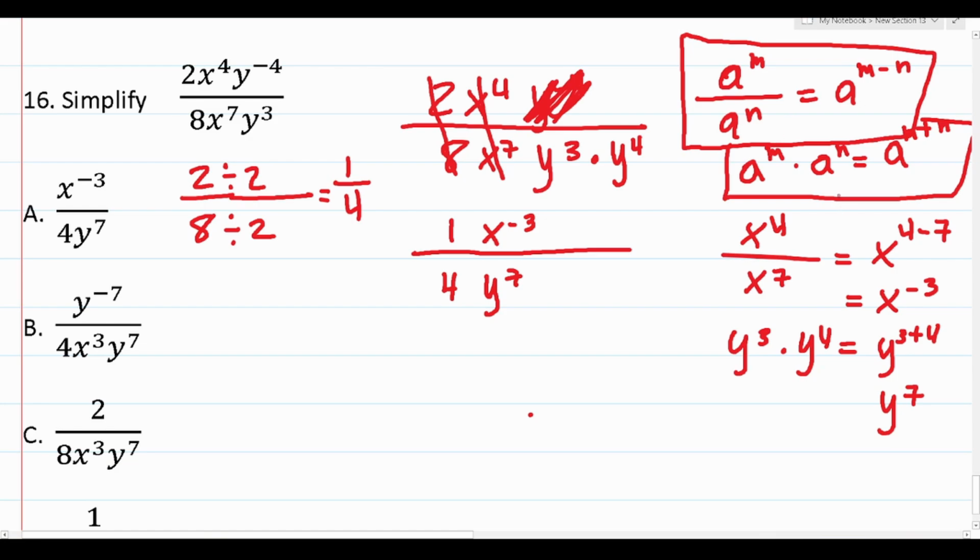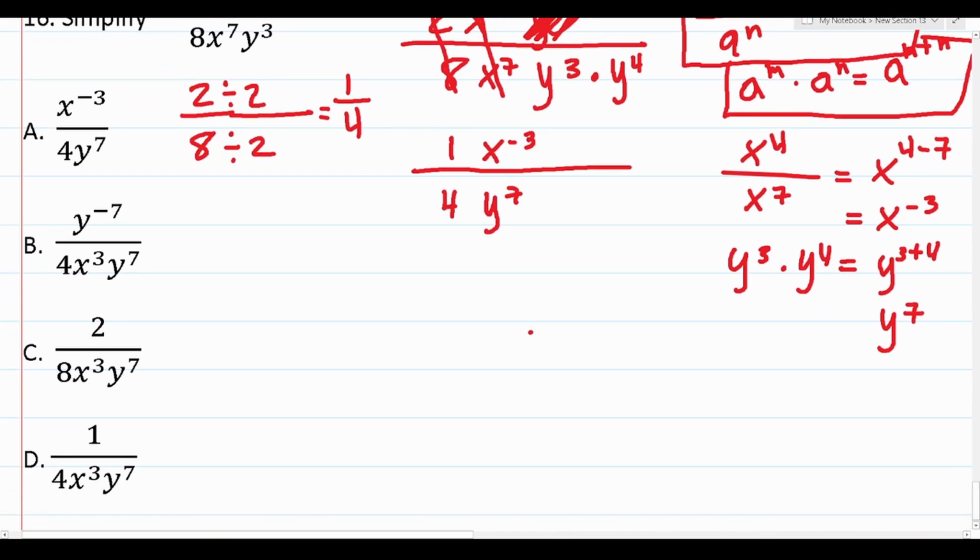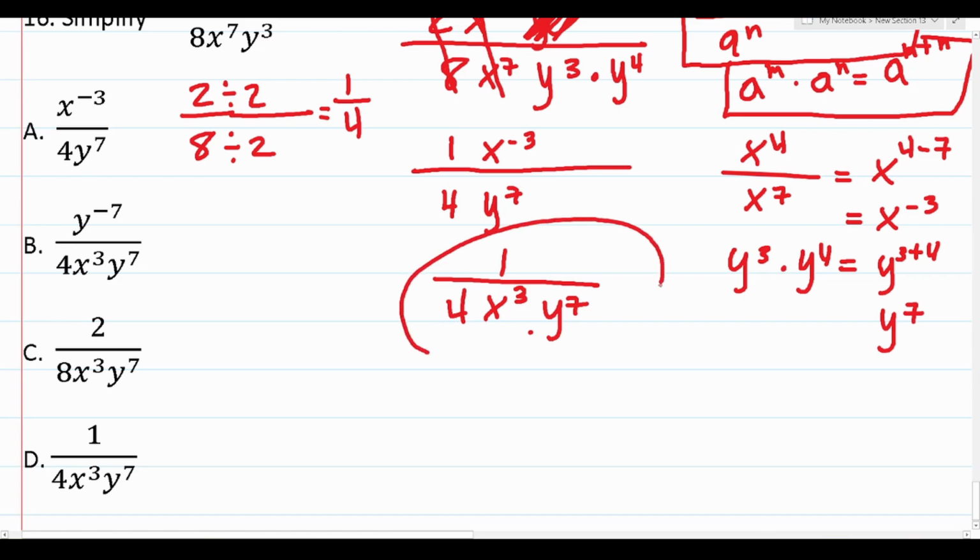We've used the quotient rule as well as the product rule to deal with these things. That said, we can't leave this negative exponent here. Instead, we have to bring it across this division bar such that it becomes positive. So this is going to be 1 over 4. By bringing x to the negative third to the denominator, its exponent becomes positive 3. And then we have y to the 7th. Now that we have no negatives and we've simplified everything else using the product and quotient rule, we are finished. And we can see that this is answer choice D. Okay, so that's that one.